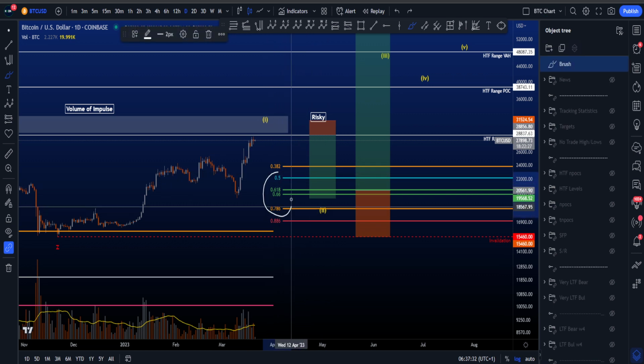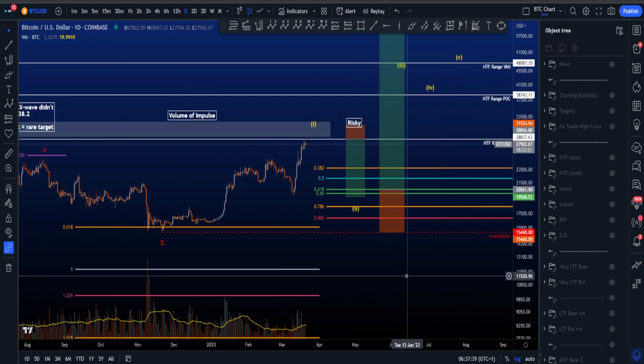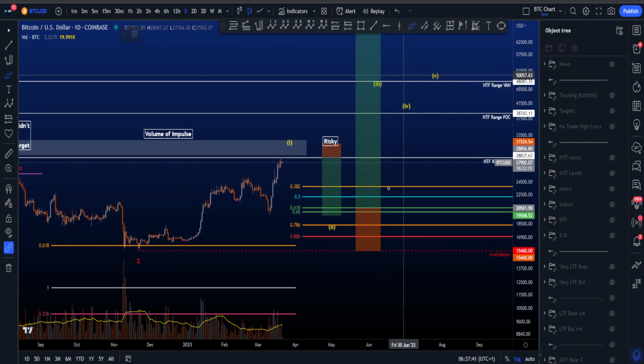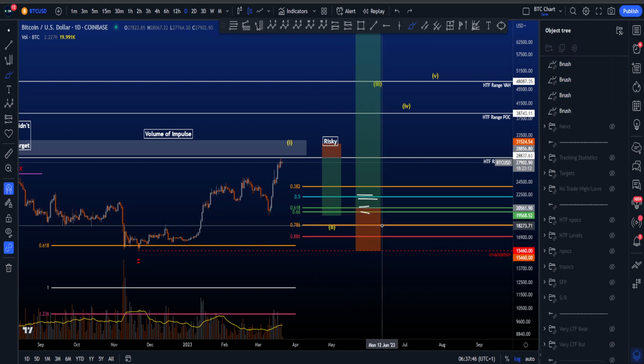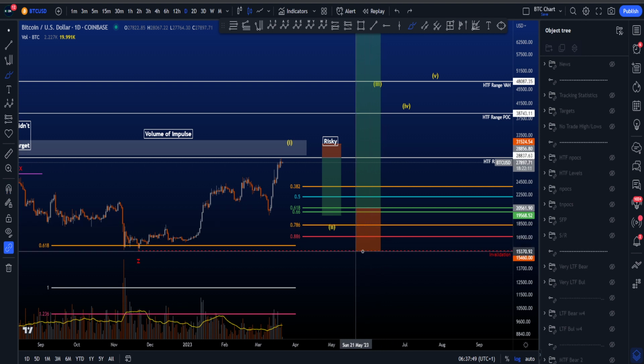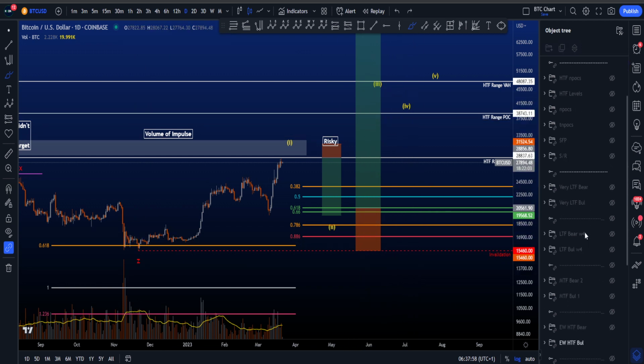Most common targets are between the 0.5 fib and the 0.786. Then eventually, based on this bullish scenario, we would be looking for a mega swing trade where we can enter inside the most common area for a wave 2. Stop loss, clear invalidation, as that is simply the low that we made at 15.4k, and then basically trading it all the way to the moon.